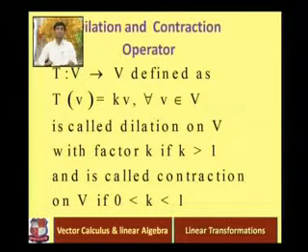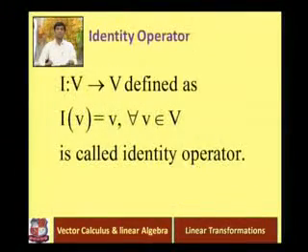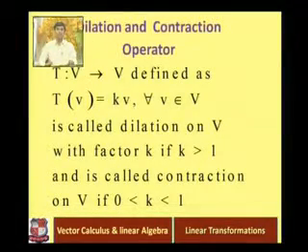Next one is the dilation and contraction operator. How we define it: T from V to V defined as T of v is equal to k times v. We know that k is a scalar. This is true for all v belonging to V, and is called dilation if k is greater than 1, and it is called contraction on V if k is between 0 and 1. So these are some important transformations: the zero transformation, the identity operator, and the dilation and contraction operator.